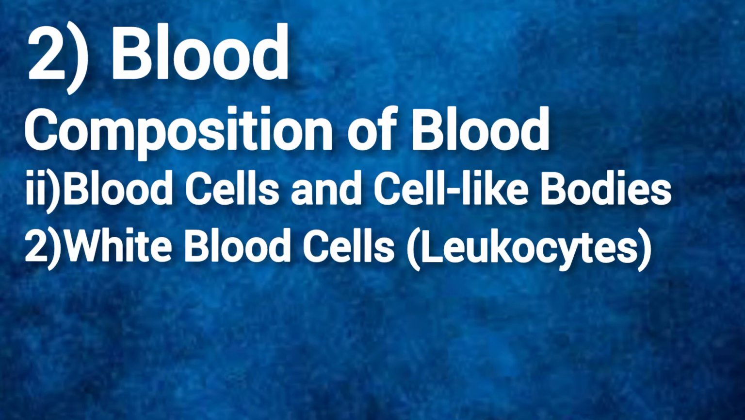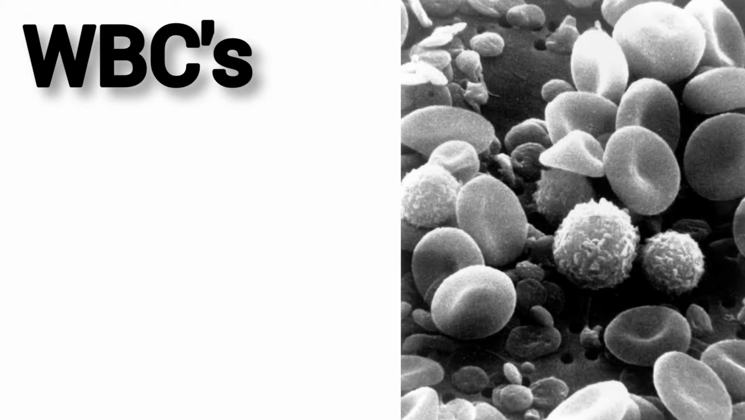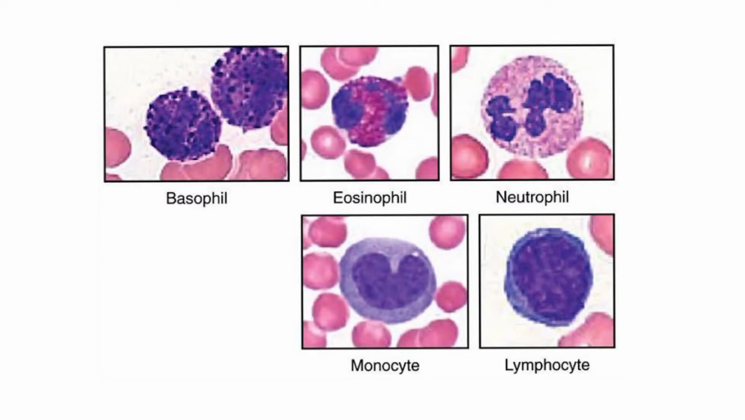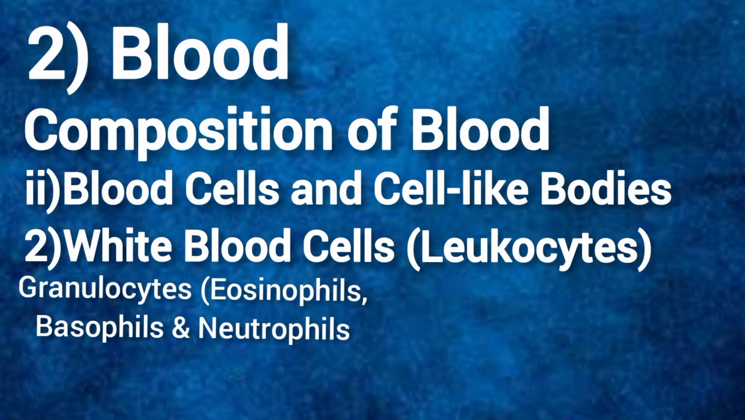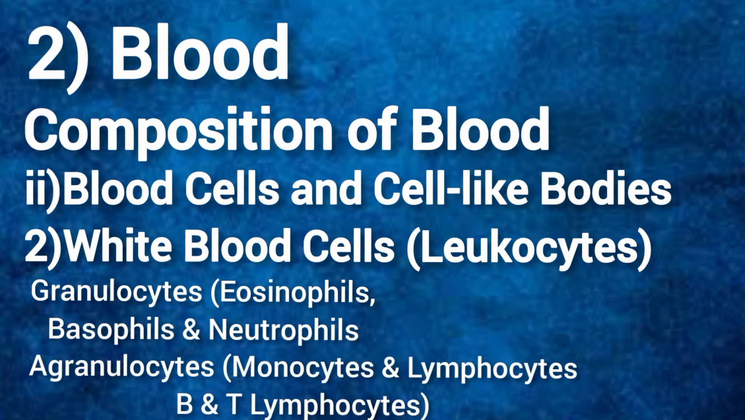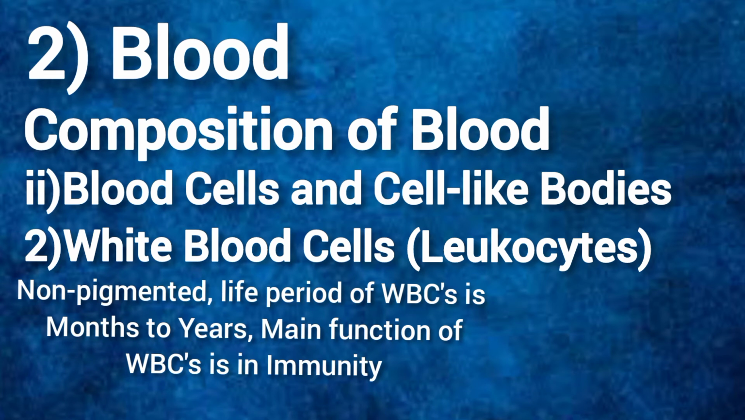The second blood cells are the WBCs. The full name is white blood cells. The scientific name used for WBCs is leukocytes. WBCs are of two types: granulocytes and agranulocytes. Granulocytes are the eosinophils, basophils and neutrophils. Agranulocytes are the monocytes and lymphocytes. Lymphocytes are B and T lymphocytes. WBCs are non-pigmented. Their lifespan ranges from months to years. WBCs are involved in immunity.